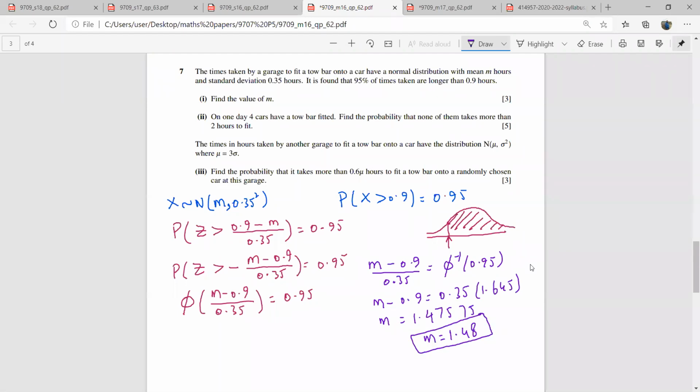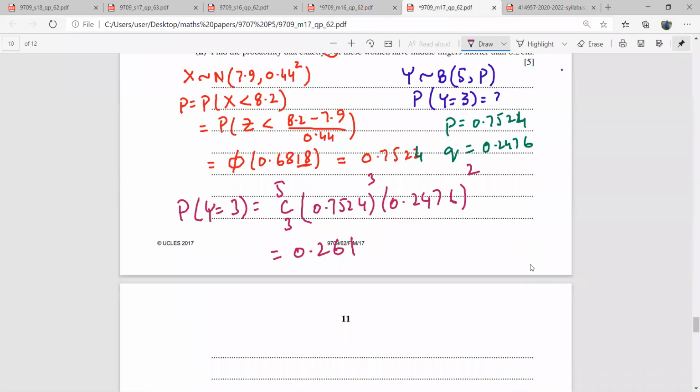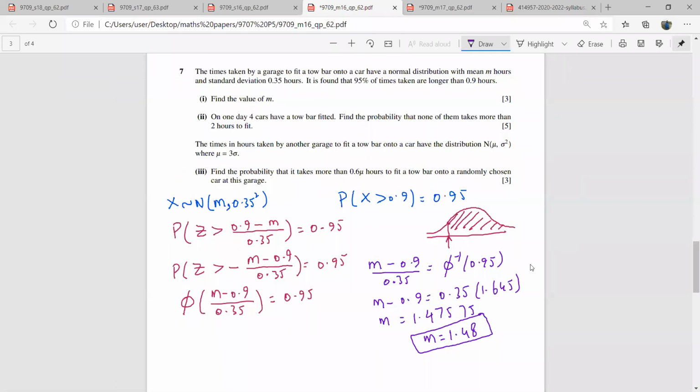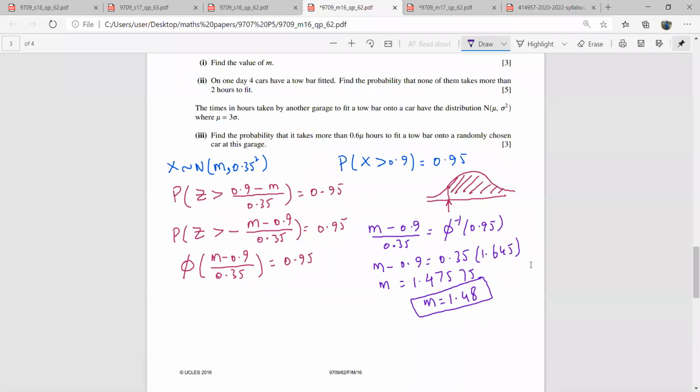Okay. Next, it says on one day, 4 cars have a tow bar fitted. Find the probability that none of them takes more than 2 hours to fit. This is the same kind of question we have done before, where there was a combination of a normal and a binomial distribution. So guys, for this question, you see there is an underlying binomial distribution here. And to handle that, let me just draw a line here.